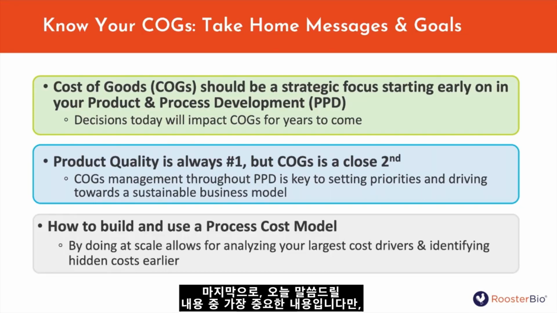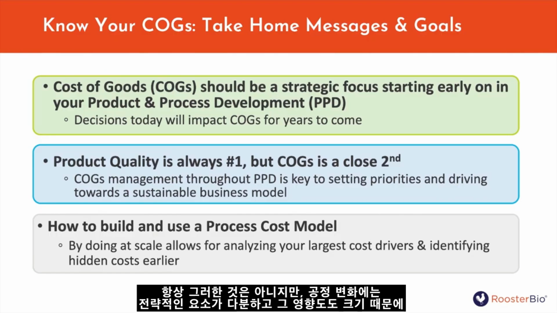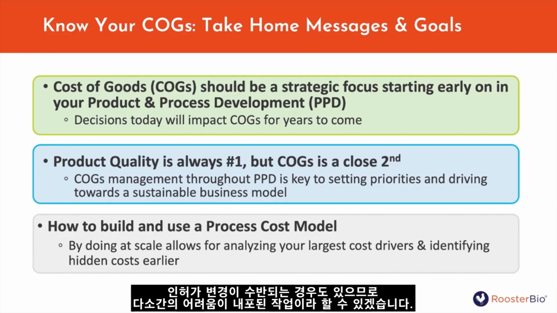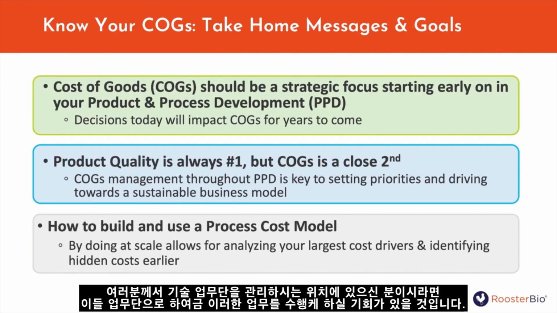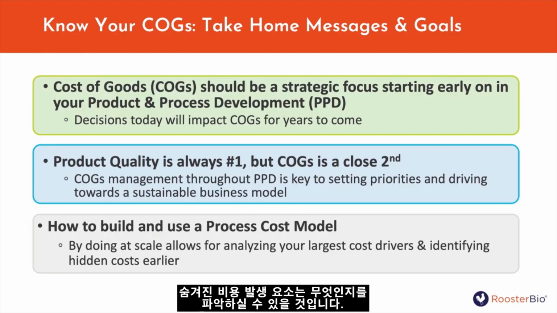Third, but most important for today, is an overview of how to build and use a process cost model for your product development. This is not necessarily difficult to do, but is still highly strategic and impactful, as some process changes can have major downstream implications, which may require difficult regulatory shifts at later stages. We believe if you are an engineer or responsible for a manufacturing process, you should be doing this, as well as if you manage a technical team, you should ask for this from them. This can help you identify your largest cost drivers as well as hidden costs earlier.